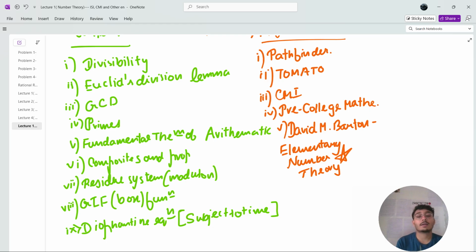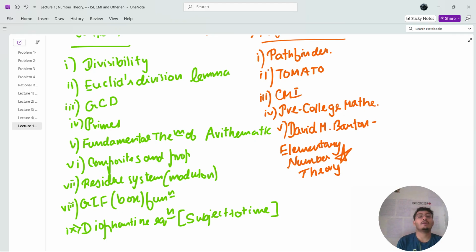Fundamental theorem of arithmetic comes now. Then comes composites and properties, that is the number of factors of composite numbers and all those very nominal properties. Then comes the residue system modulo n, that is congruence. Then comes the GIF function, that is the greatest integer function, the box function. The greatest integer lesser than or equal to something is known as the greatest integer function.